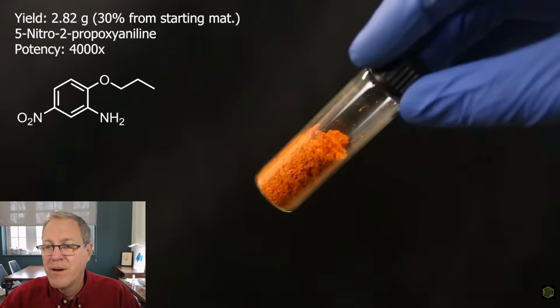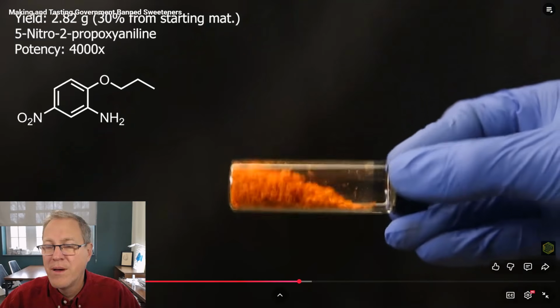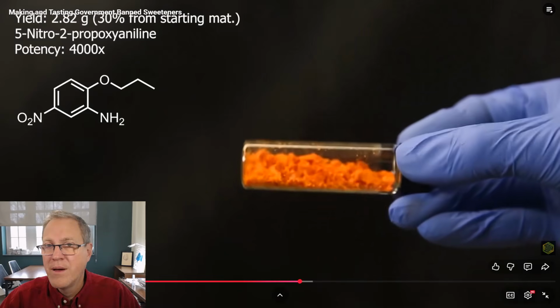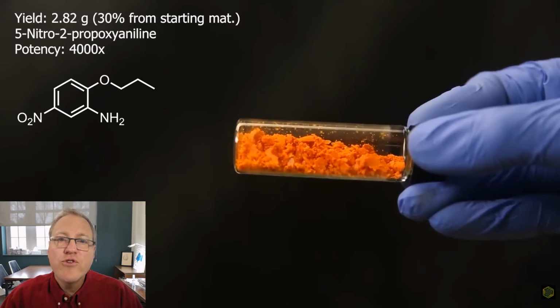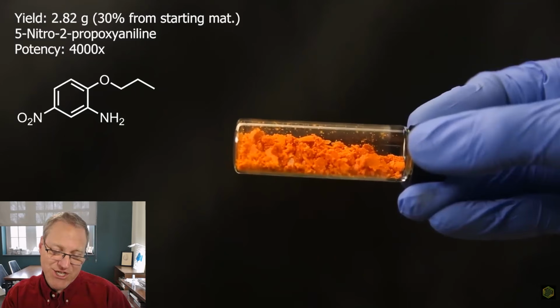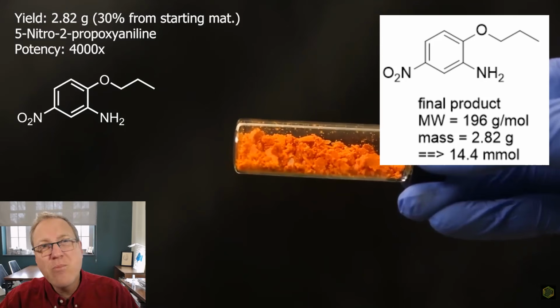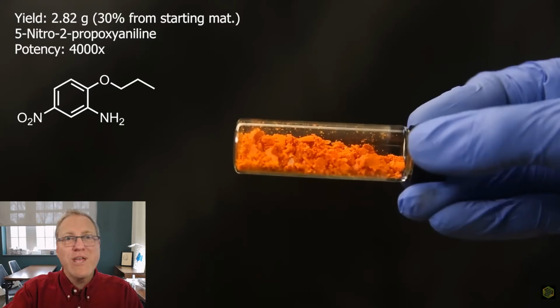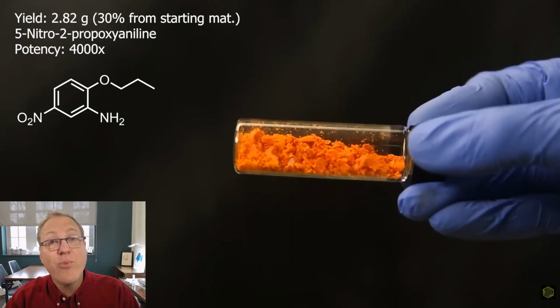I put all of it into a vial, and the yield turned out to be 2.82 grams of 5-nitro-2-propoxy aniline. So 2.82 grams, let me look at my cheat sheet here. That is about 14.4 millimoles of that final product. And if you compare 14.4 millimoles to what he started with, which was 47.3 millimoles, that is indeed an overall yield of 30%.